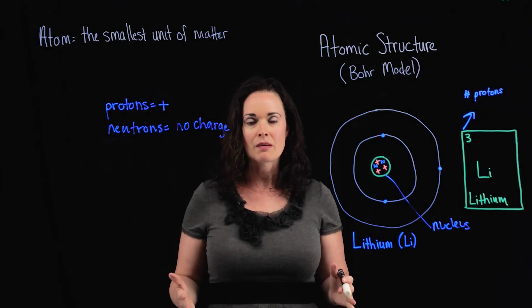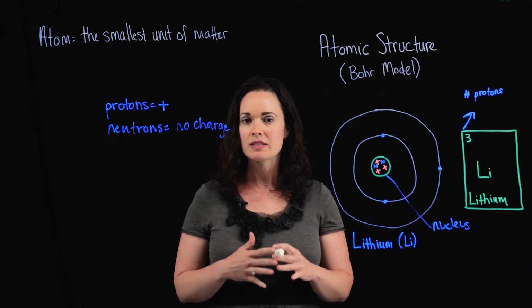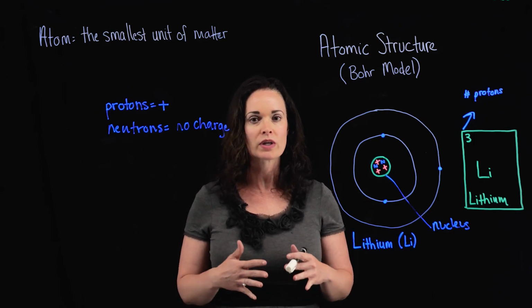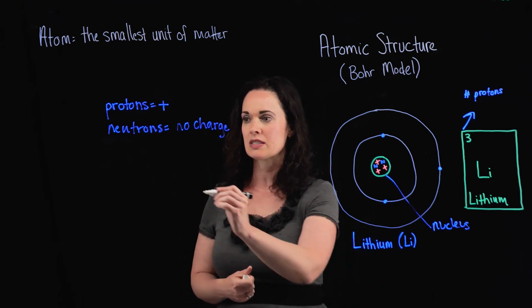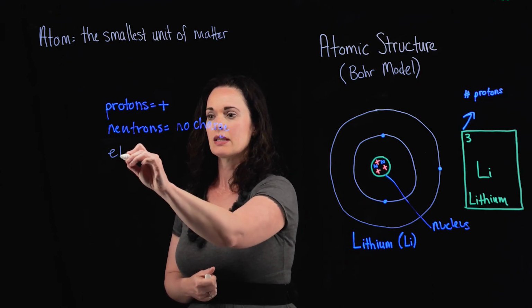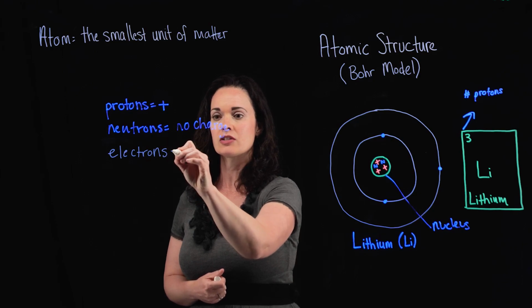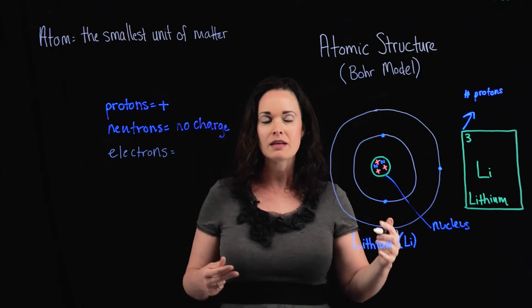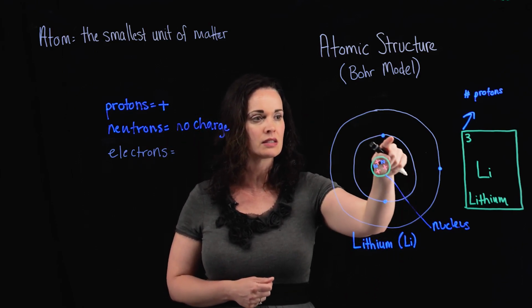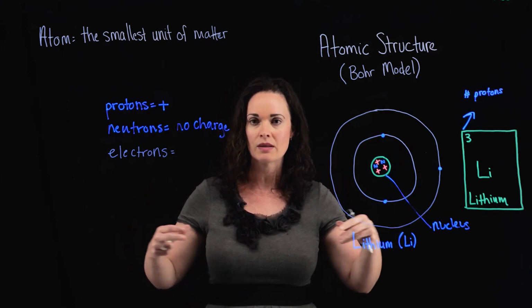So the last subatomic particle, or teeny tiny particle, that's there with the protons and neutrons working to make up an atom is what's known as an electron. Electrons are not found in the nucleus. That's one thing that you should know about them. Instead, they're found in these little areas that surround the nucleus.